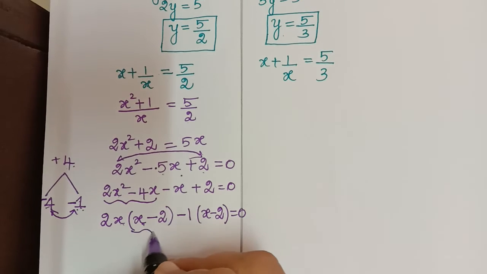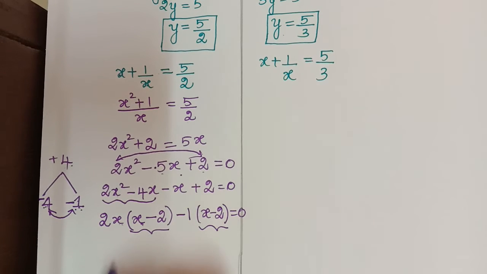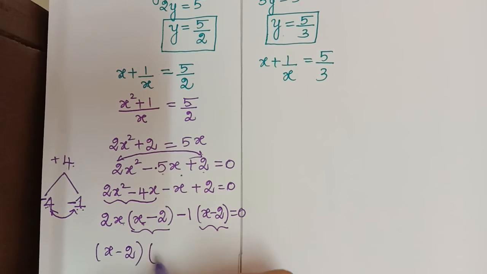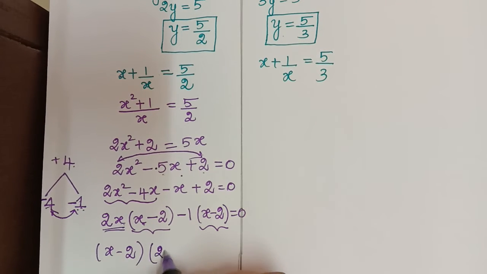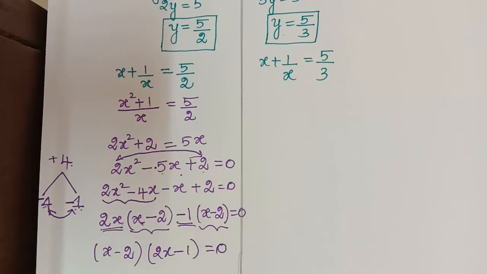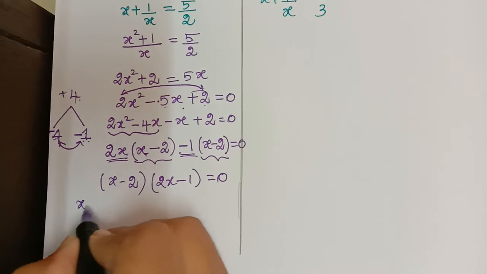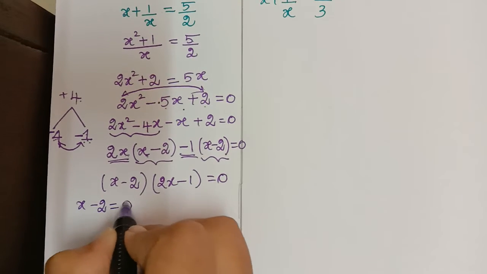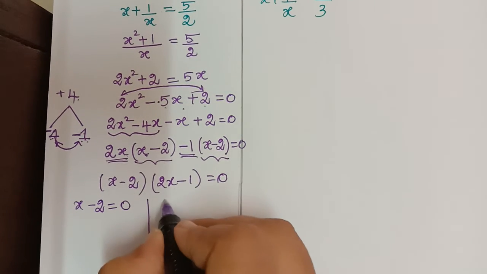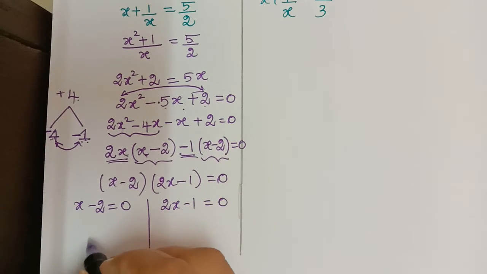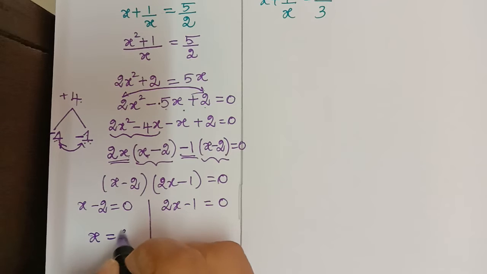Now from this again, this and this can be taken common out. So we will have x minus 2 multiplied with 2x minus 1 is equal to 0. Now in these two terms we find that from this we get x minus 2 is equal to 0, and then from this we get 2x minus 1 to be equal to 0. So from this we arrive at x is equal to 2.